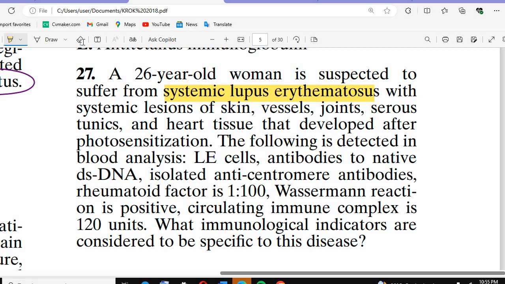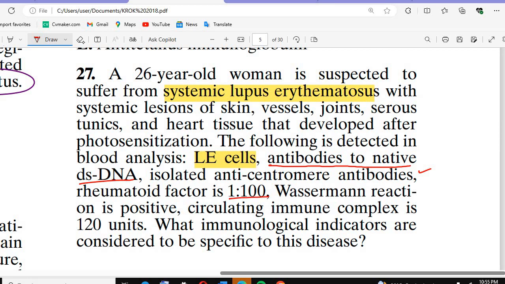Remember that in systemic lupus erythematosus, which cell will be seen? That is the LE cell. Okay, the LE cell would be seen in systemic lupus erythematosus. Antibodies to native double-stranded DNA. So these are the antibodies present against systemic lupus erythematosus. Antibodies to native double-stranded DNA, and the lupus erythematosus cell. Isolated anti-centromere body, this is also positive in the case of systemic lupus erythematosus.